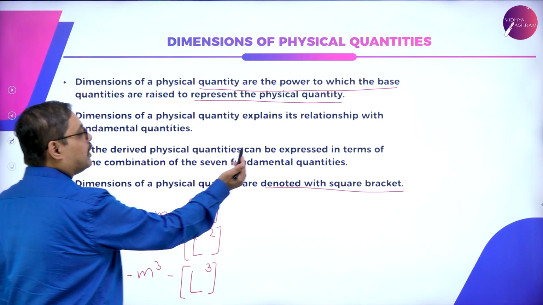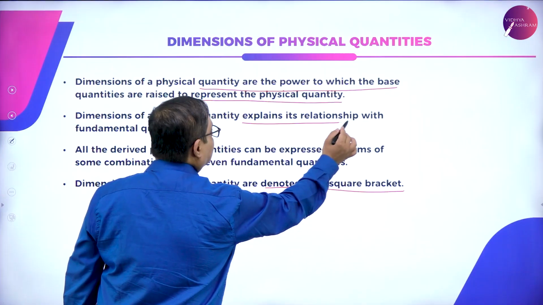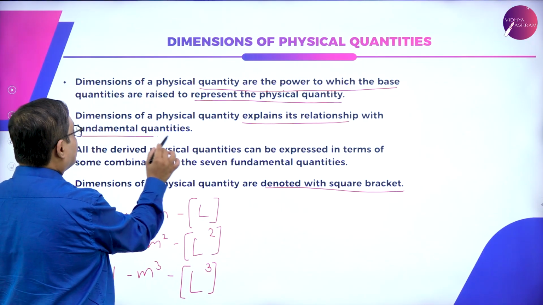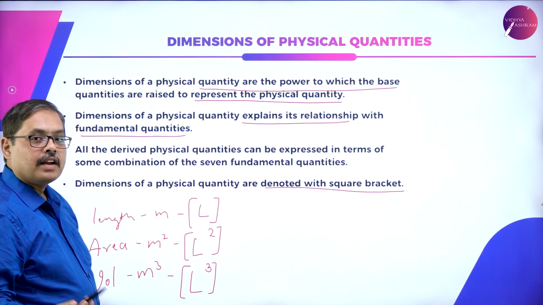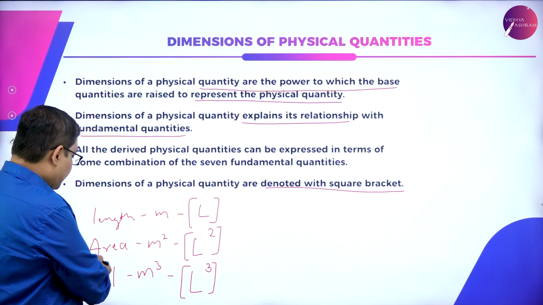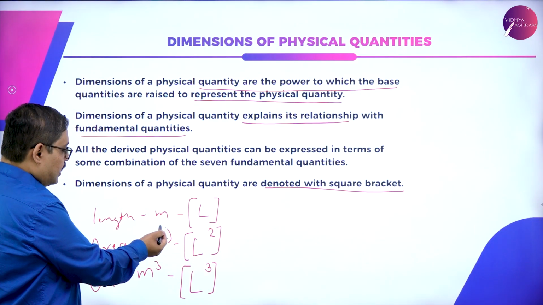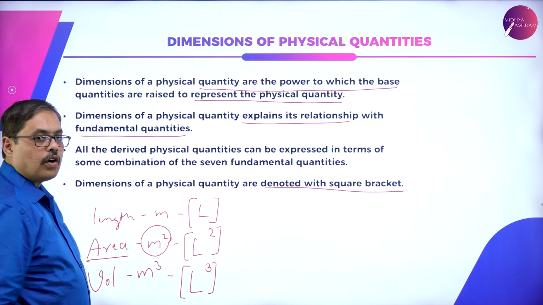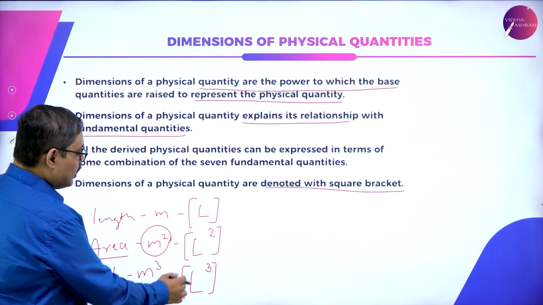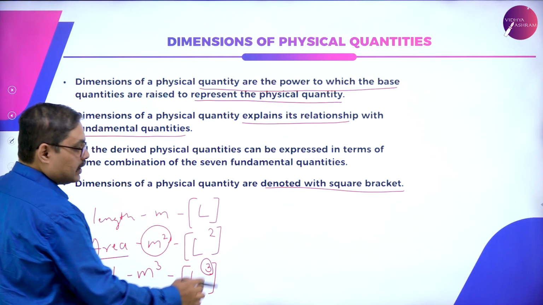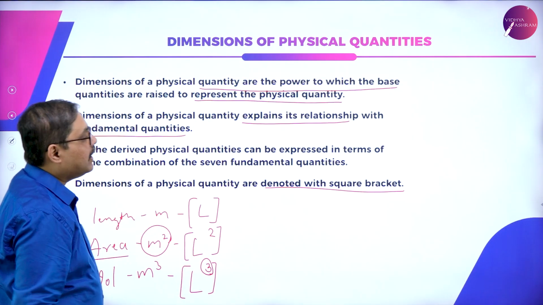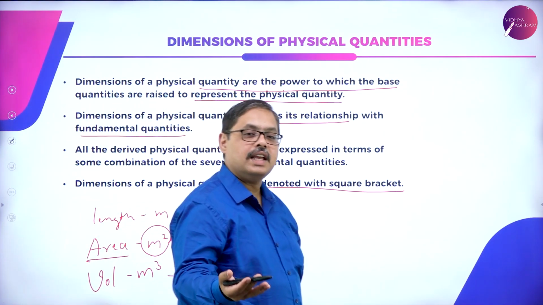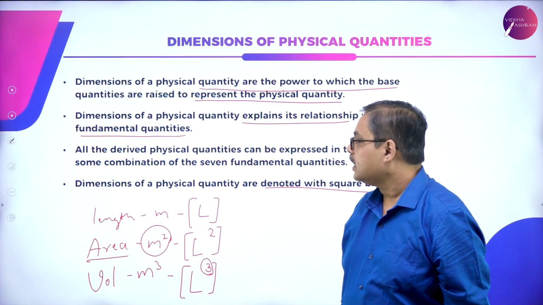Dimension of a physical quantity will explain its relationship with the fundamental quantity. For example, if I take area, I understand that there are 2 dimensions of length. In volume, there are 3 dimensions of length. This is what we mean here, saying that it explains its relationship with the basic or fundamental quantity.